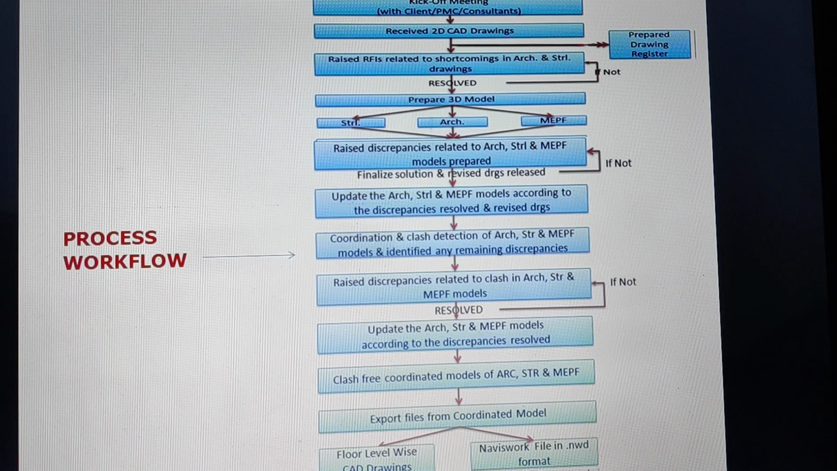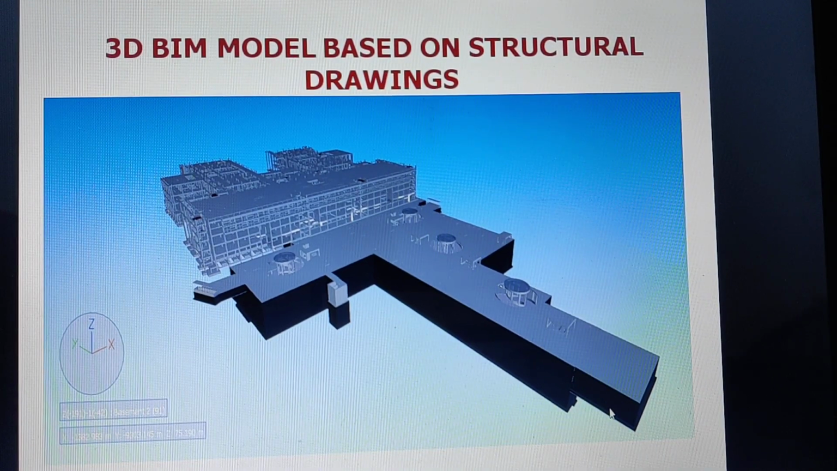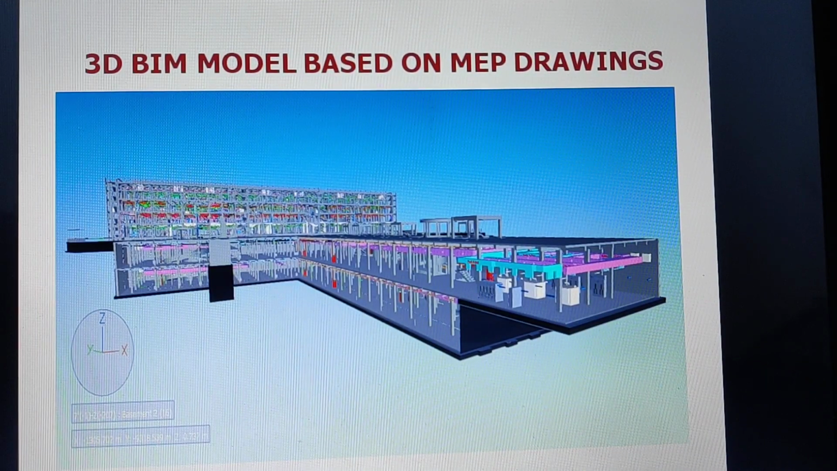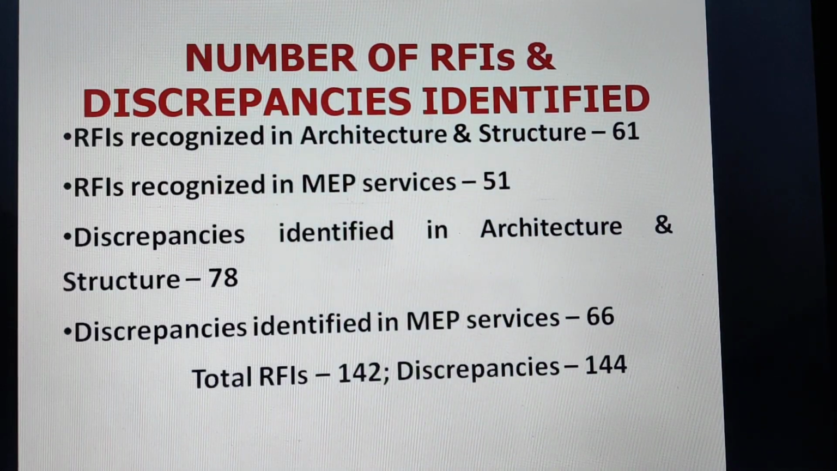And then this is flow chart which was prepared for the progress of overall work, and you will see that it starts with the meetings and ultimately it goes up to the final drawings floor wise. This is 3D BIM model based on the structural drawings, and then architectural drawings, and then MEP drawings. So these three types of drawings are important: architectural, structural and MEP. And then again for MEP drawings.